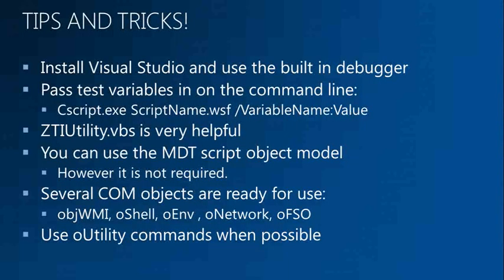A couple of tricks. Visual Studio has a built-in debugger for VBScript, and I actually like using that. You can use cscript with a /x command, and it will kick off and run inside Visual Studio, and you can trace through, run, watch your variables, and it's really very helpful. Use the MDT object model because it does capture the errors, but it's not really required. There are several COM objects that are already predefined within all MDT scripts. Don't go ahead and create those again. WMI, the oShell, oFSO, the file system object, and other objects that people just normally create with their own VB scripts. They're already created in MDT, and there's no need to do that on your own.